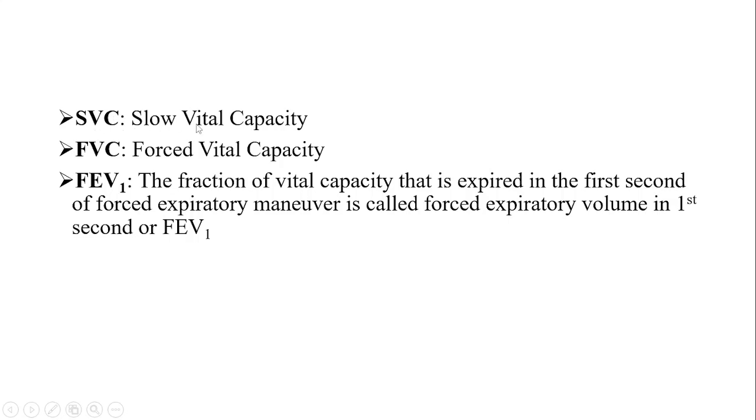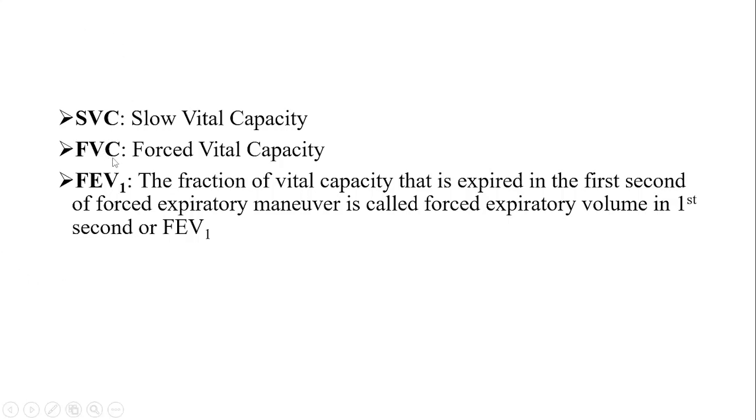This is SVC, that means slow vital capacity. The maximum amount of air inspiration and maximum amount of air expiration can be done either slowly or forcefully. So in that context, it will be regarded as slow vital capacity if the maximum amount of air is inspired or expired slowly after tidal volume of air inspiration or expiration, and if the same amount of air, that is the maximum amount of air, is inspired or expired forcefully after normal tidal inspiration expiration, we will call it forced vital capacity.